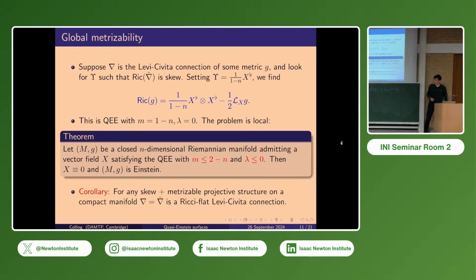So the corollary is that if we have a skew and metrizable projective structure on a compact manifold, then in fact the metrizable and skew representatives are the same, and they're given by some Ricci flat Levi-Civita connection.